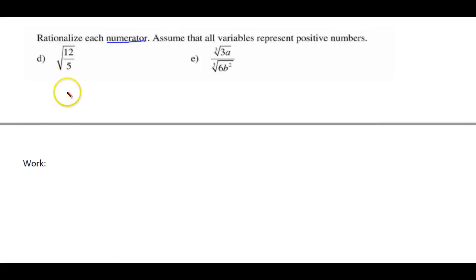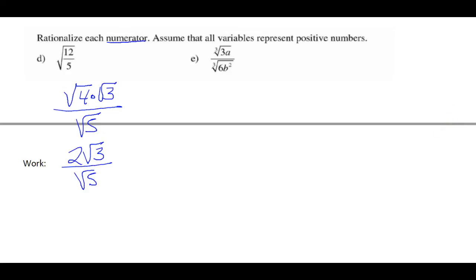Anyway, here we want to rationalize the numerator. I gave myself some workspace here. So, the square root of 12 is the square root of 4 times the square root of 3 over the square root of 5. So this will be 2 times the square root of 3 over the square root of 5. Now we want to rationalize the numerator. So I'm going to multiply this fraction by the square root of 3 over the square root of 3, which is a 1. This now becomes the square root of 9, which is 3. 3 times 2 is 6 over the square root of 15. And that's where I got it from.